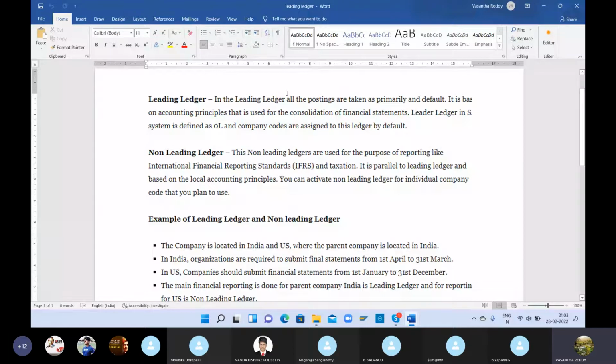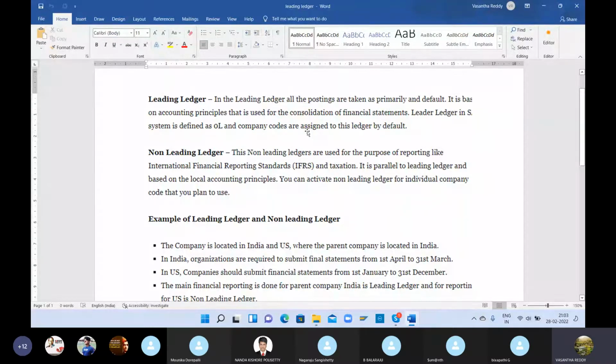We can allow the postings. It is the basis of the accounting principles that is used for consolidation of financial statements. The parent ledger should be maintained for the consolidation process of our SAP financial statements. The leading ledger in the system is defined as 0L. The leading ledger also maintains the operating data, and company codes are assigned to this ledger by default.